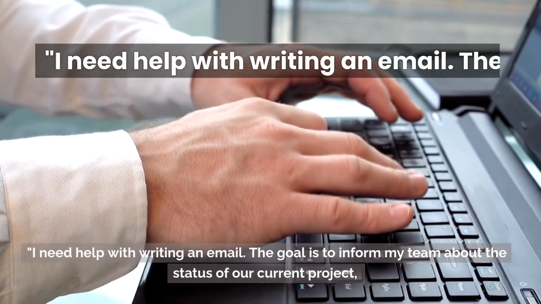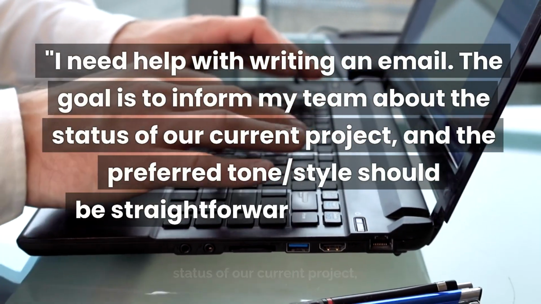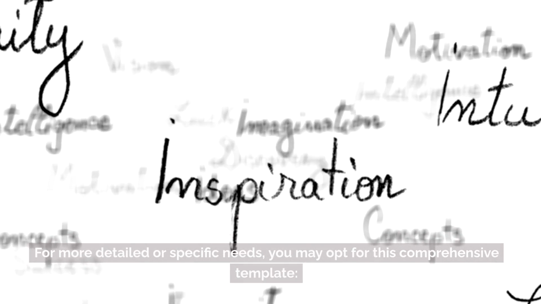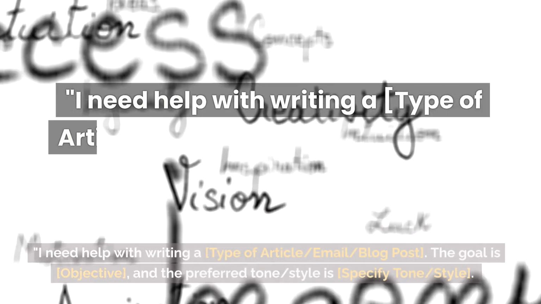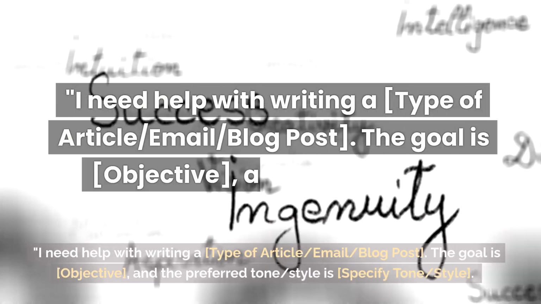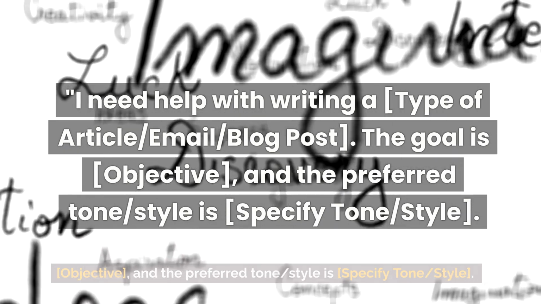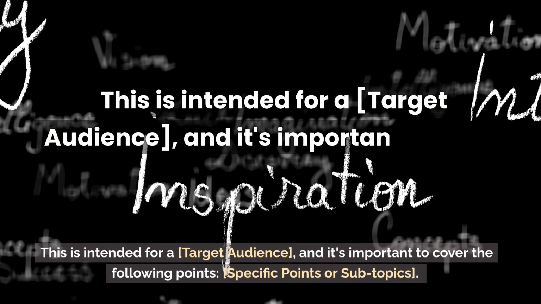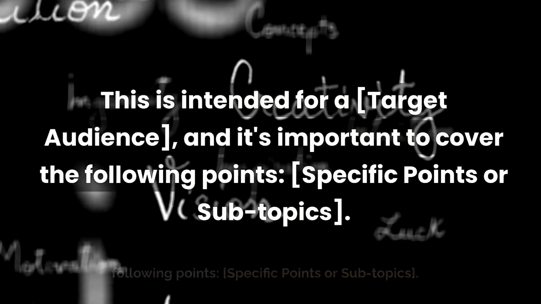I need help with writing an email. The goal is to inform my team about the status of our current project, and the preferred tone style should be straightforward and concise. For more detailed or specific needs, you may opt for this comprehensive template. I need help with writing a type of article, email, blog post. The goal is objective, and the preferred tone style is specify tone style. This is intended for a target audience, and it's important to cover the following points: specific points or subtopics.